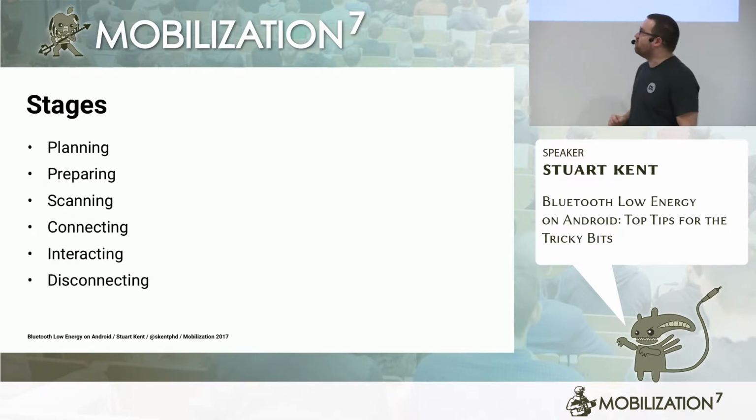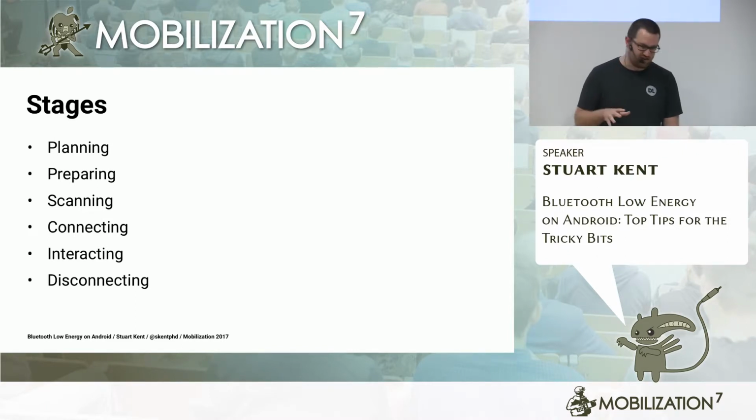So these are the stages that you go through on this journey of building an application, and I'll talk about each of them in turn. The first one is planning and then preparing your application. Then the next thing you'll do is scan for these peripheral devices to see what's around you. If you find one, then you can connect to it. And once you've connected, you can then interact with it, and that's where all the fun stuff happens. And then at the end, you definitely need to disconnect.